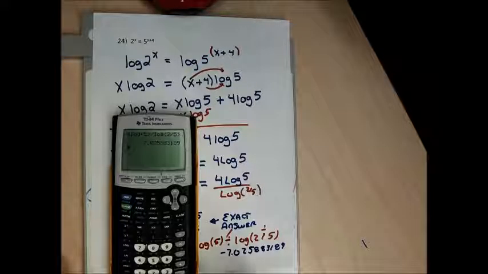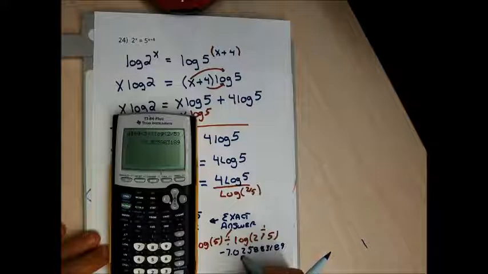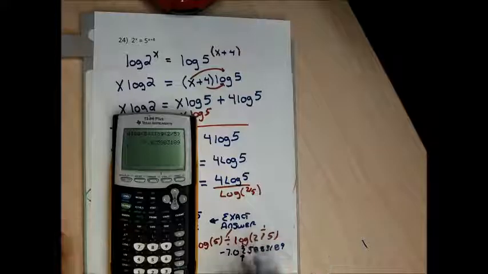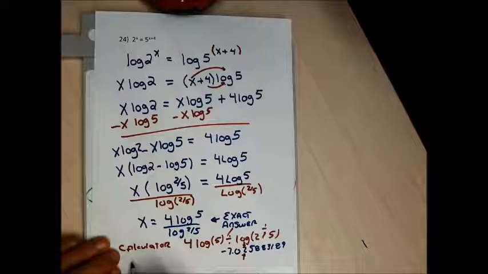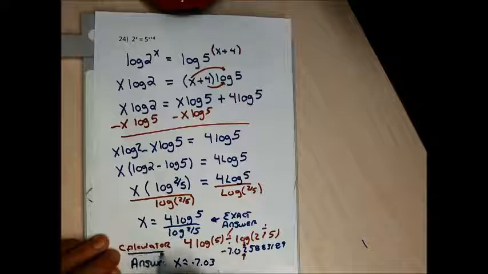7.0258883189. I'm rounding to 2 decimals, which means that number 2 is either going to stay a 2 or it's going to round up to a 3. I look at the number after it. Because it's a 5, I'm going to round it up to a 3. And for a 2 decimal answer, I'm going to say my answer is x is approximately negative 7.03.